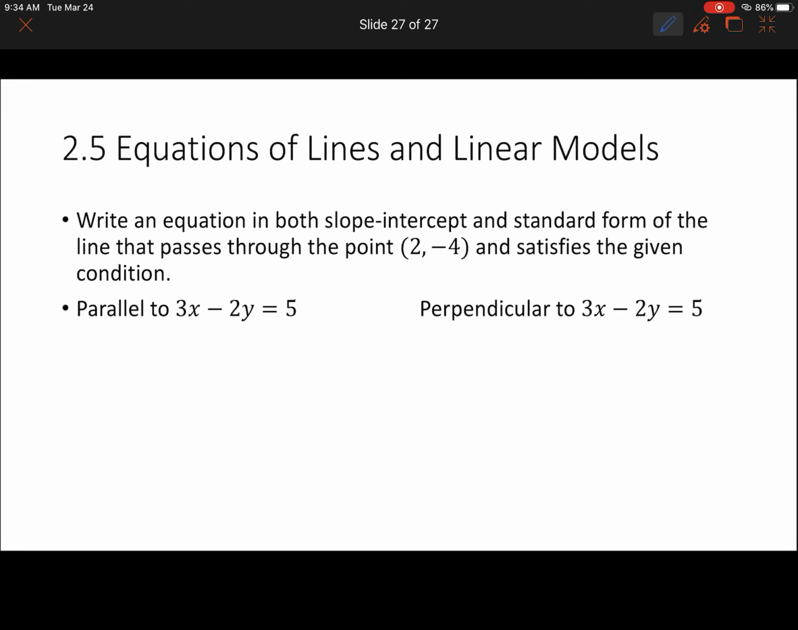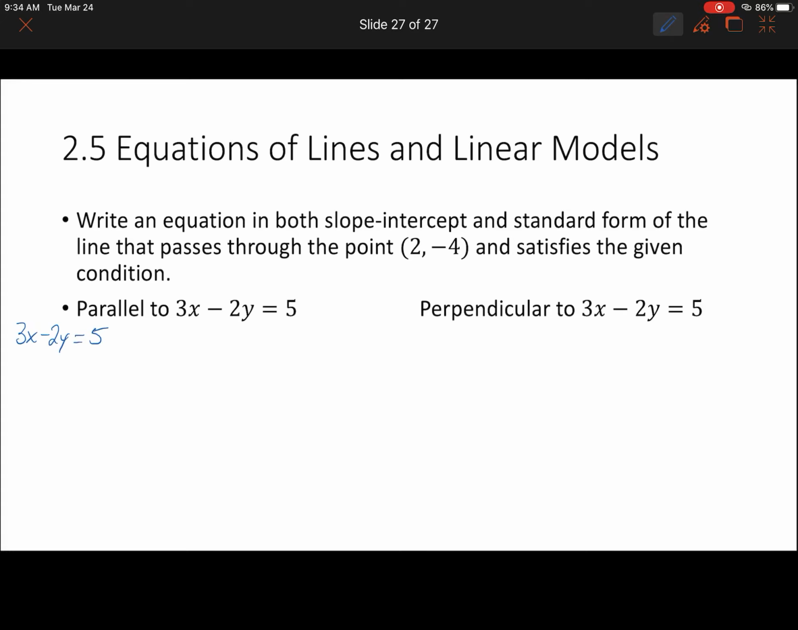And so here's what we're going to do. We're going to take this problem. We're going to do two parts to it. I think that'll be kind of helpful to you. So the question says we're going to write an equation in both slope-intercept and standard form of the line that passes through the point (2, -4) and satisfies the given equation. For part A, the first part, the line needs to be parallel to this line that's given. And then the second part needs to be perpendicular to that line.